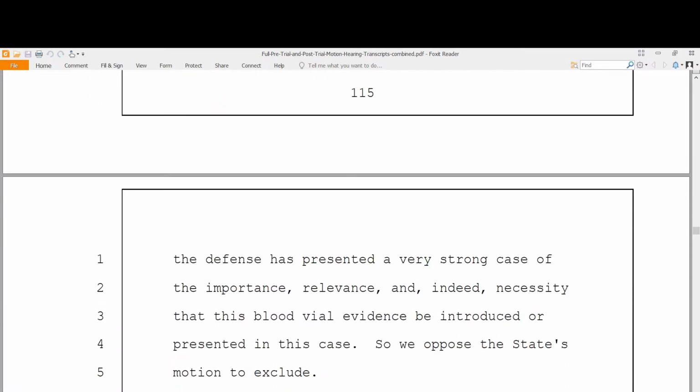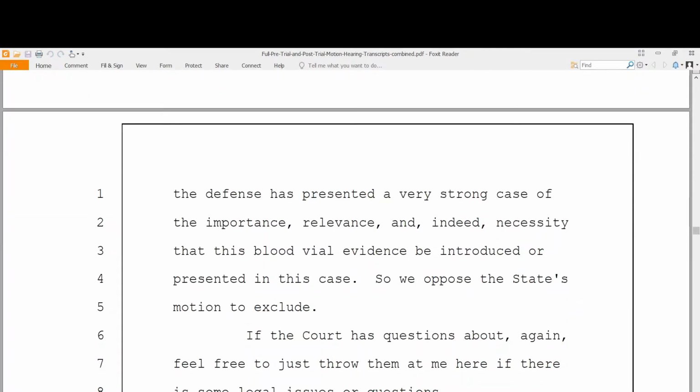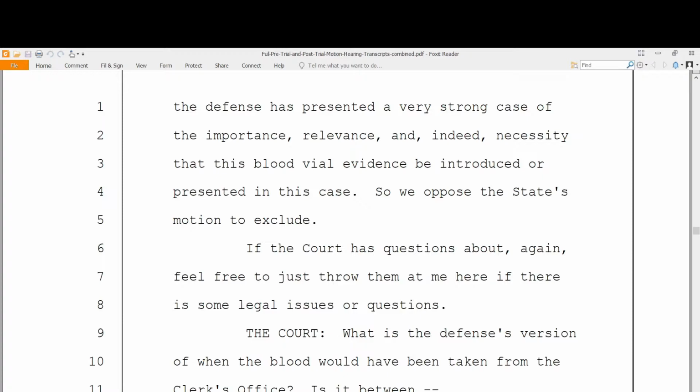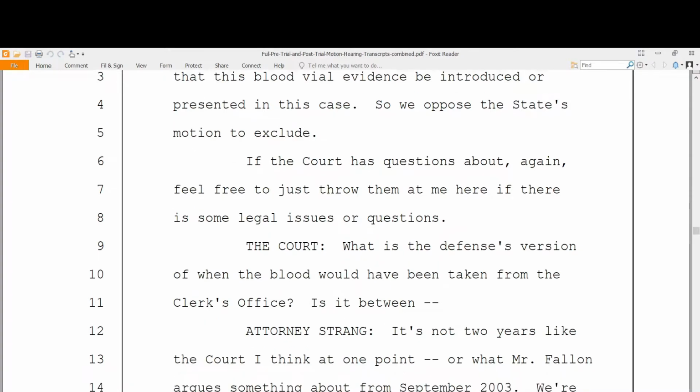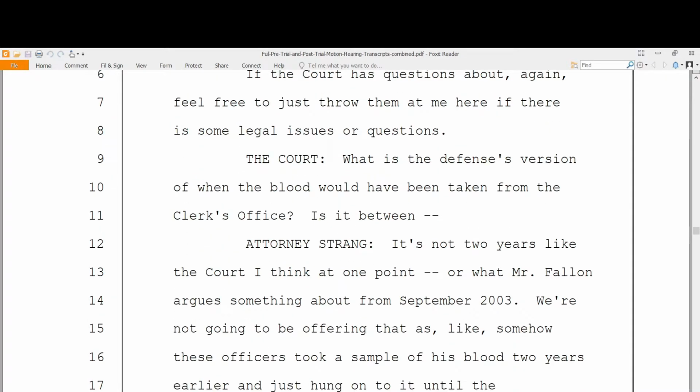So for all those reasons, I think the defense has presented a very strong case of the importance, relevance, and indeed the necessity that this blood vial evidence be introduced or presented in this case. So we oppose the state's motion to exclude. If the court has questions, feel free to just throw them at me here, if there are legal issues or questions.